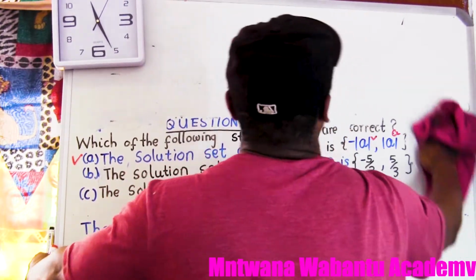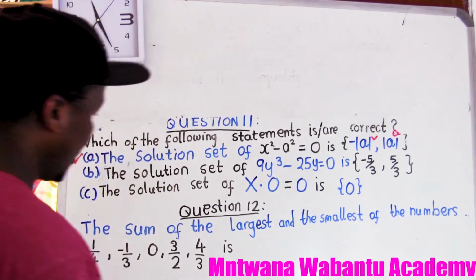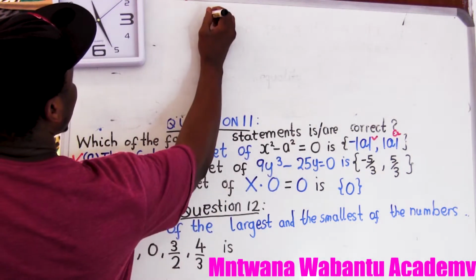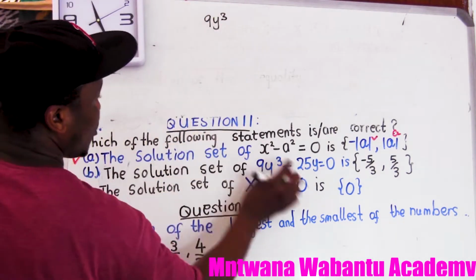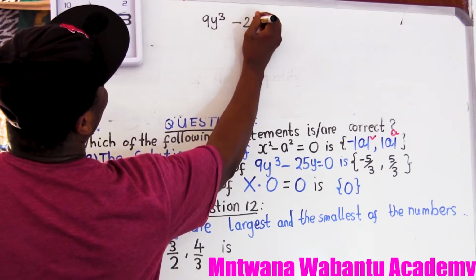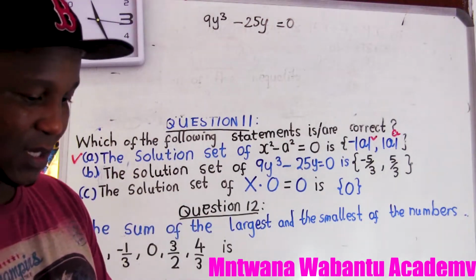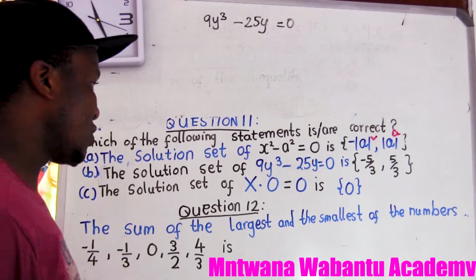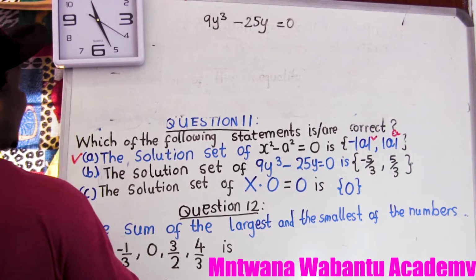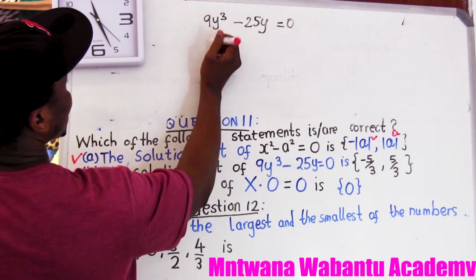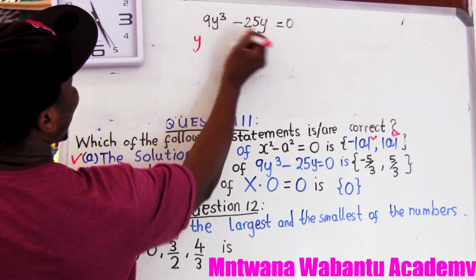We want to see if it's true or not true. So option two: 9y cubed minus 25y equal to 0. We want to see if that is the solution set of this equation. So what I'm going to do is factorize. We can factor out y here because y is common.